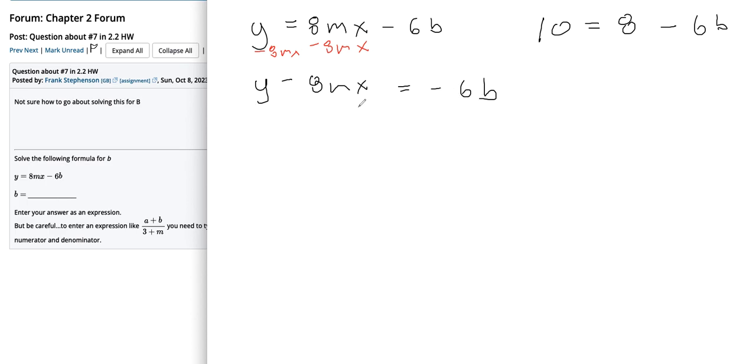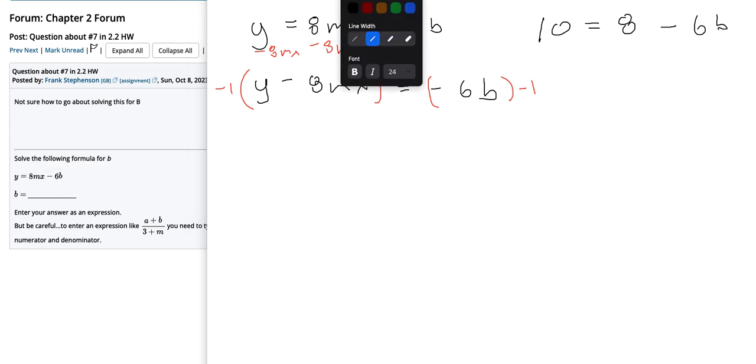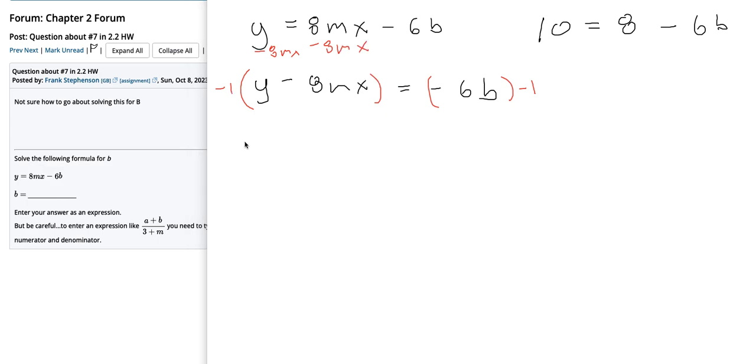I could divide through by a negative. I don't know if the computer would mark it right or wrong. Strictly speaking, it's not proper to leave a negative like that in a denominator. So maybe just to clean up that sign so that I'm not dividing by a negative, I'm going to multiply both sides of this by negative 1, just to get the sign flipped around. So then I would have negative y plus 8mx equals 6b, and then from there I'll divide that 6 over.